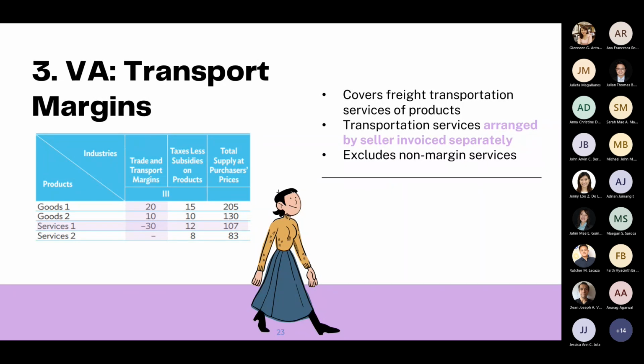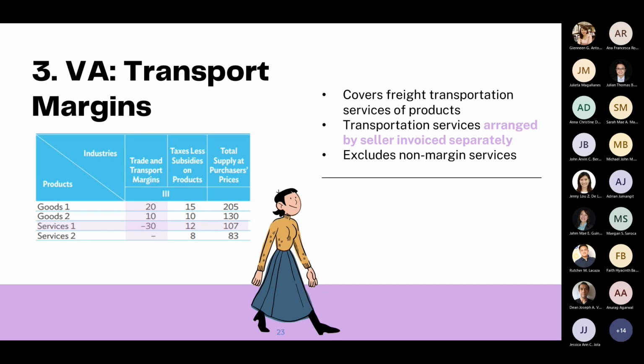So to elaborate, it only includes margins from transportation services arranged by the seller. So it could be the manufacturer, wholesaler, or retail trader, in such a way that the purchaser has to pay separately, or that this delivery is invoiced separately or explicitly for transport costs. Those are the most important elements of this component.